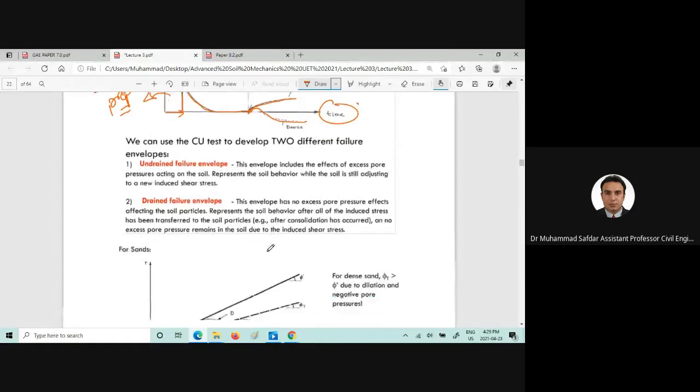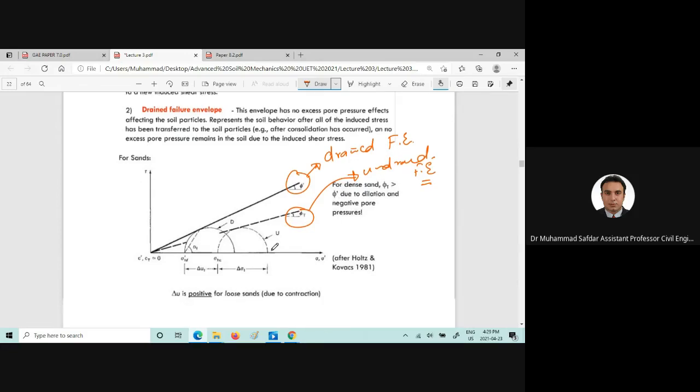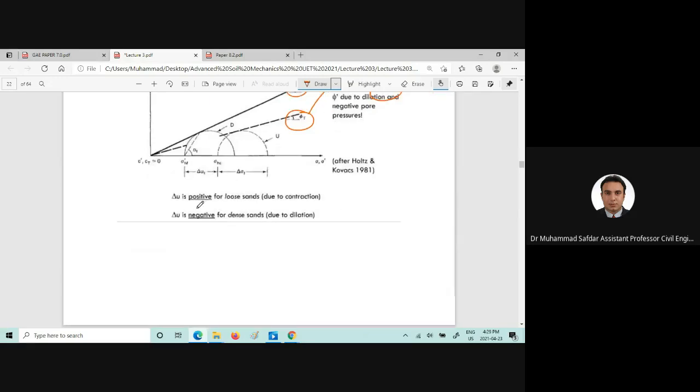Now the undrained failure envelope can be drawn and the drained failure envelope can be drawn. This is the drained failure envelope, and this will be the undrained failure envelope, and that's how we can obtain the shear strength parameters. And now for dense sands, this phi, the friction angle obtained from the total stress analysis, would be greater than phi prime. Now delta U is positive for loose sands due to the contraction of those soil particles, which we discussed in our previous lectures as well.